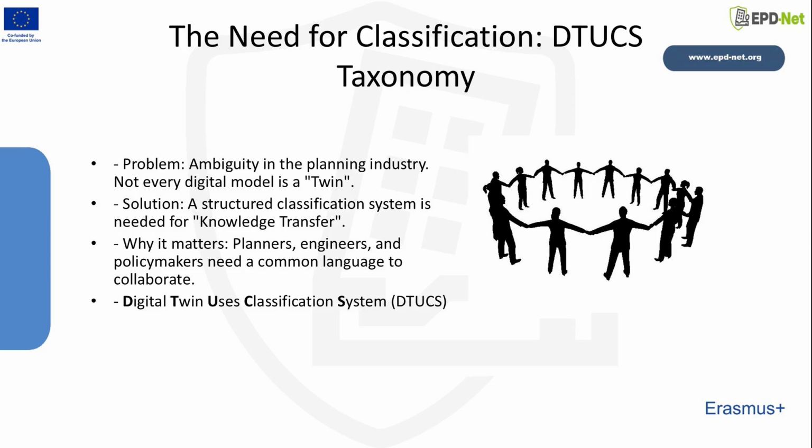Moving on from definitions, we face a major hurdle: ambiguity. As highlighted by Al-Sarawi et al., 2021, the planning industry suffers from a lack of standardized terminology. Right now, anyone with a 3D model claims to have a digital twin. This confusion creates data silos and prevents effective collaboration.